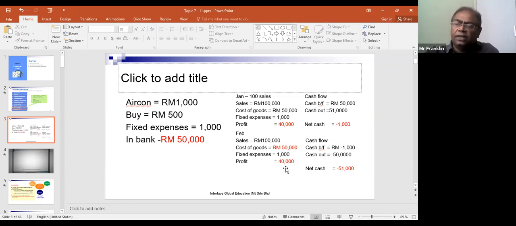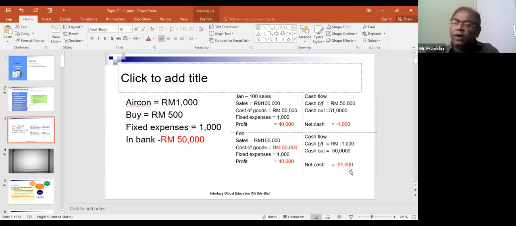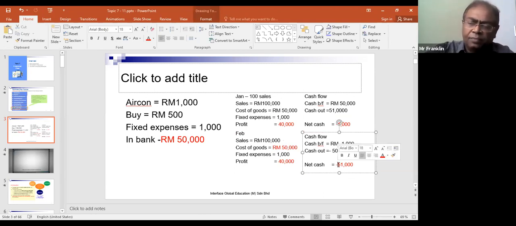Profit is 40,000, 40,000. I made how much? 80,000 already. If you calculate 2 months, already 80,000. But what is my cash statement? Net. Is it good? Negative 51. Negative 51. Normally for negative you put a minus or sometimes you put brackets. Some people put brackets. I think this is the norm.